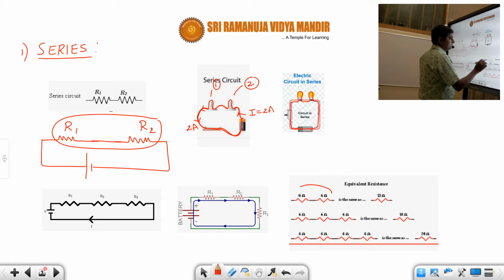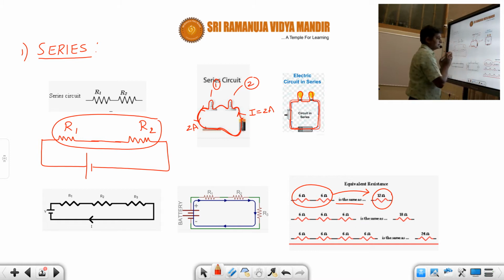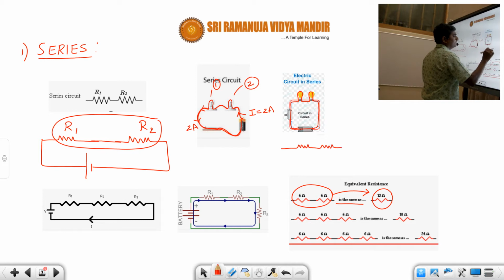For example, see here, students, 6 ohms and 6 ohms are connected in series. What is the equivalent resistance? When the two resistors are in series, 12 ohms. So these two can be replaced by 12 ohms like that. Suppose we have here 6 ohms and 6 ohms. Now when they are connected to a cell of 12 volts, how much current will flow here? Here the current I is equal to how much, students?